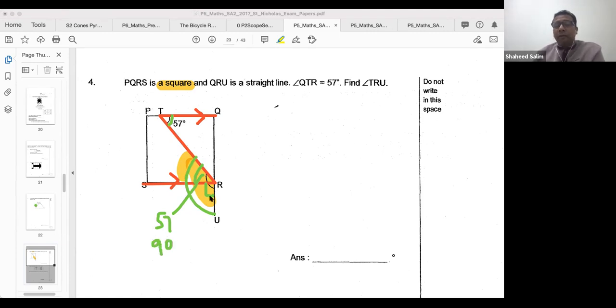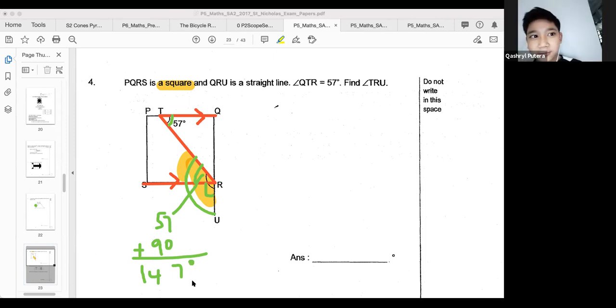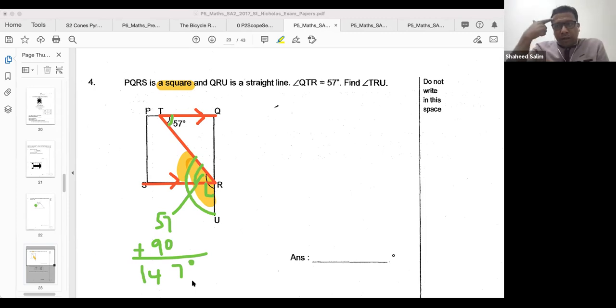So what's your answer? Come on, guys and girls. 147 degrees. Can or not? Only that. Yeah, that's it. That's all. Sometimes the difficulty is in our head.